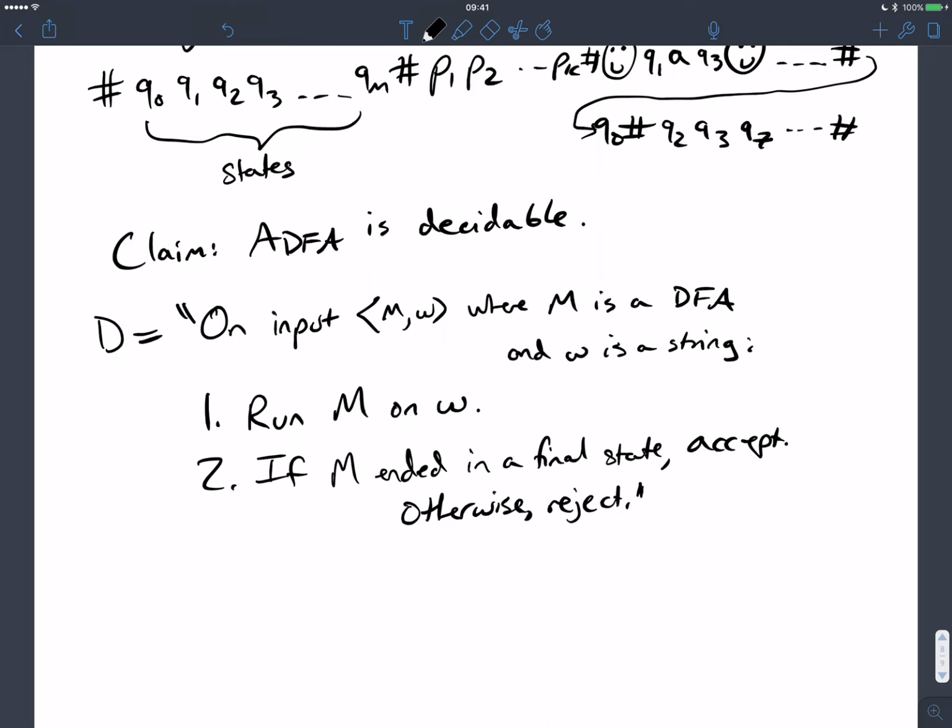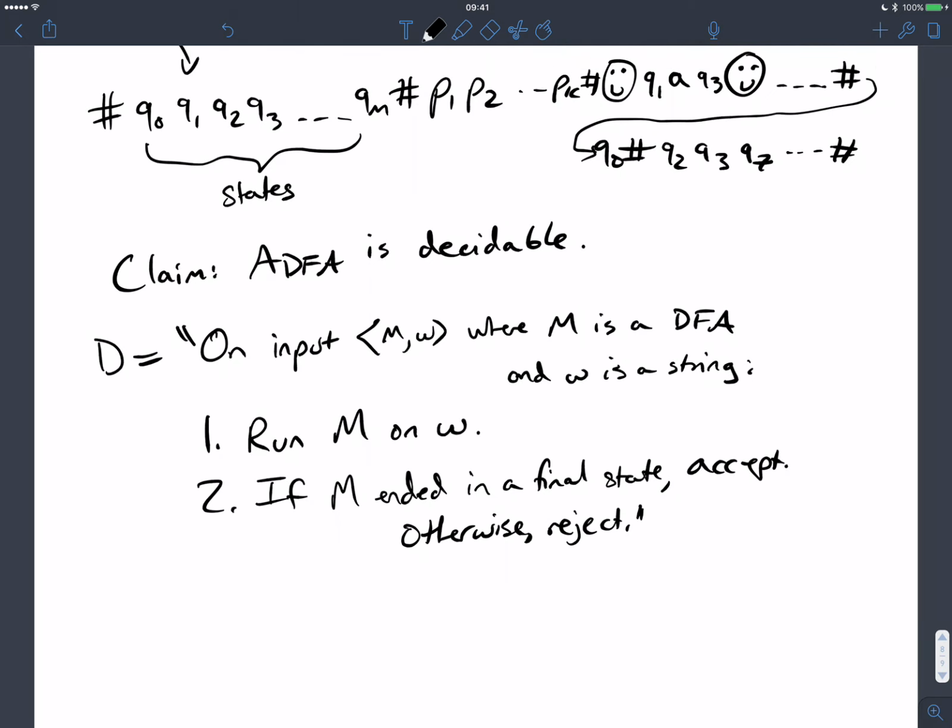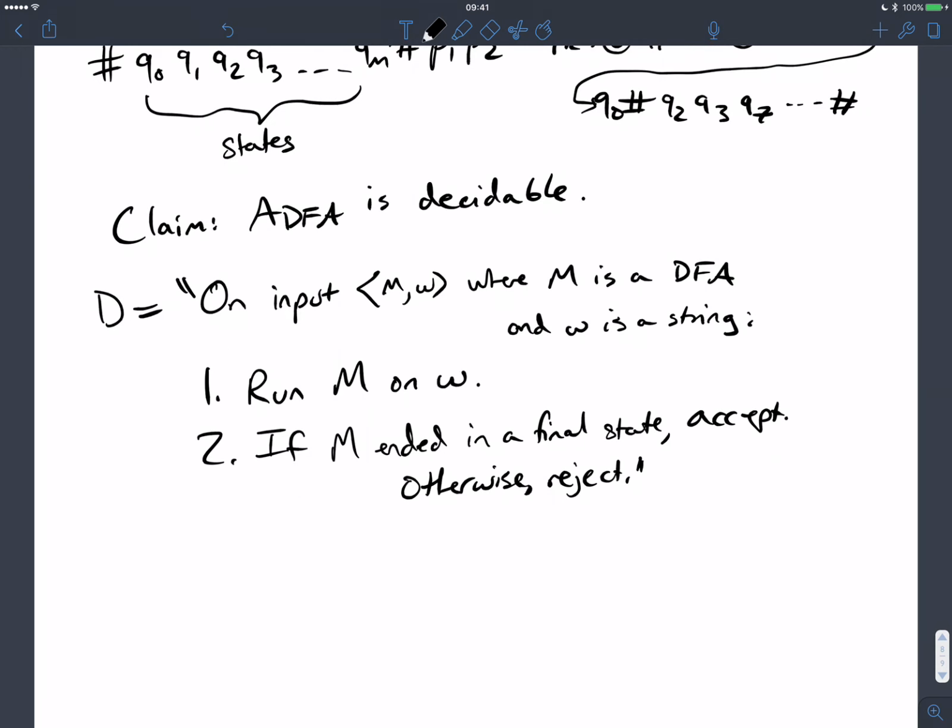Does this second step take a finite amount of time or not? Yes, certainly I can just check what state I'm keeping track of, and whether it's a final state or not. And therefore this language is decidable, because this machine D halts on all inputs. And it says the correct answer, because it only accepts if the machine M accepts the input W. Okay?